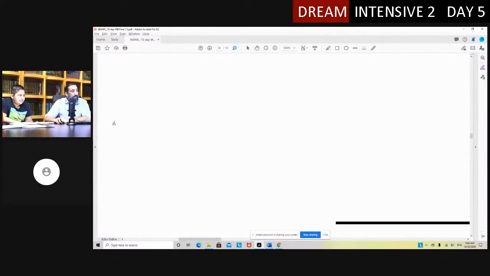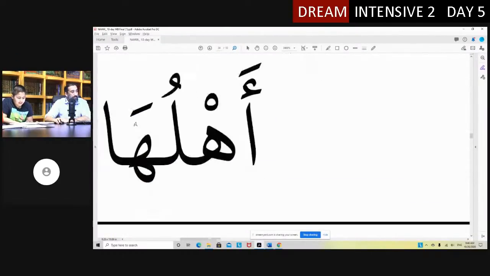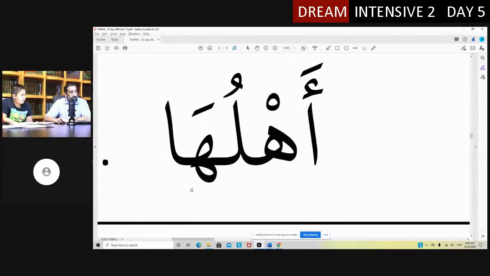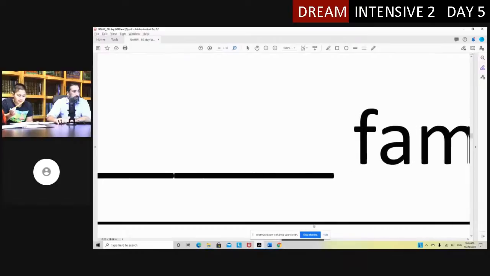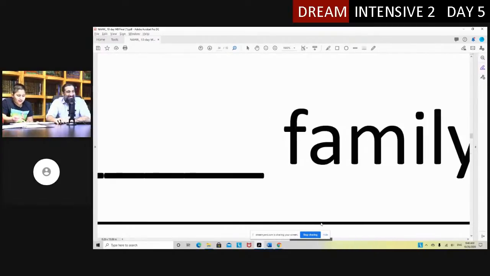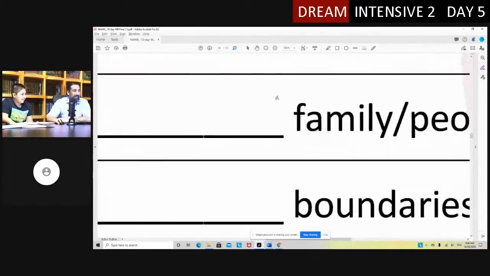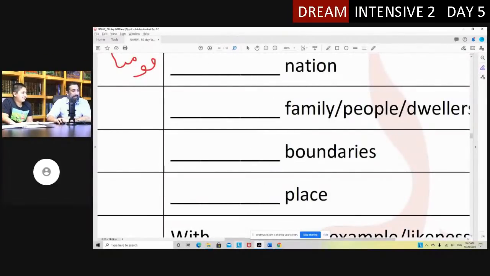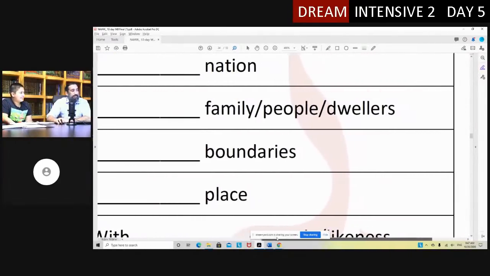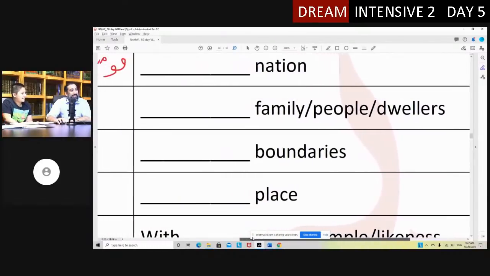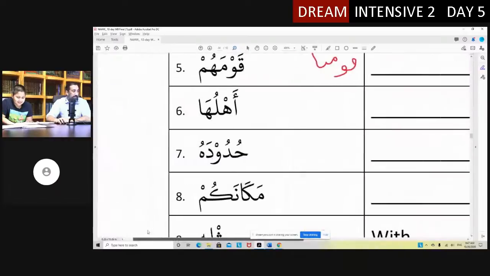Ahluha. This is from, say the part that you need to say. Ha comes from hiya, and hiya means she, but we're gonna have to change that, and then for her. Her. It was a feminine, so her family, her people, her dogs.